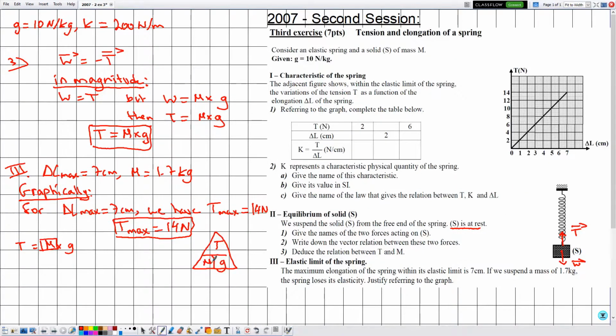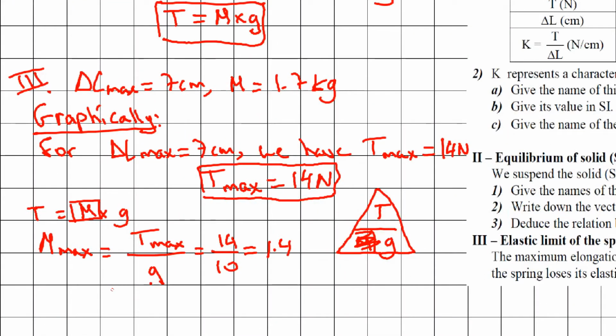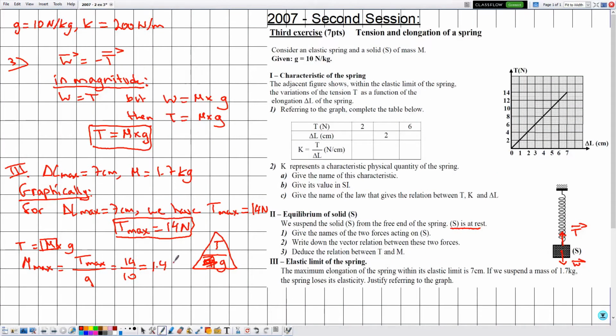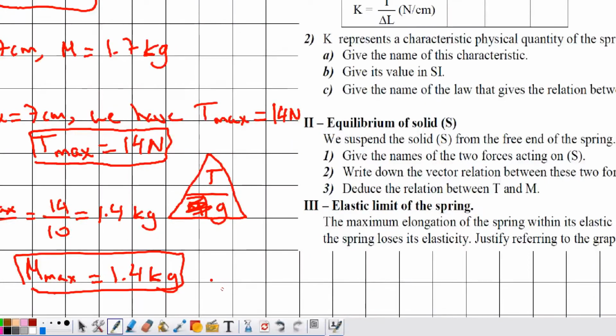We are interested in determining the value of M, which is the maximum mass, equal to the maximum tension divided by G, which is 14 divided by 10. Plugging this fraction on the calculator, it gives me 1.4. Since both T and G are expressed in the SI, the value of M max will be in the SI, which is kilograms. Then M max is given by 1.4 kilograms. What does this mass represent? It is the maximum mass that can be attached to the spring without losing its elasticity.